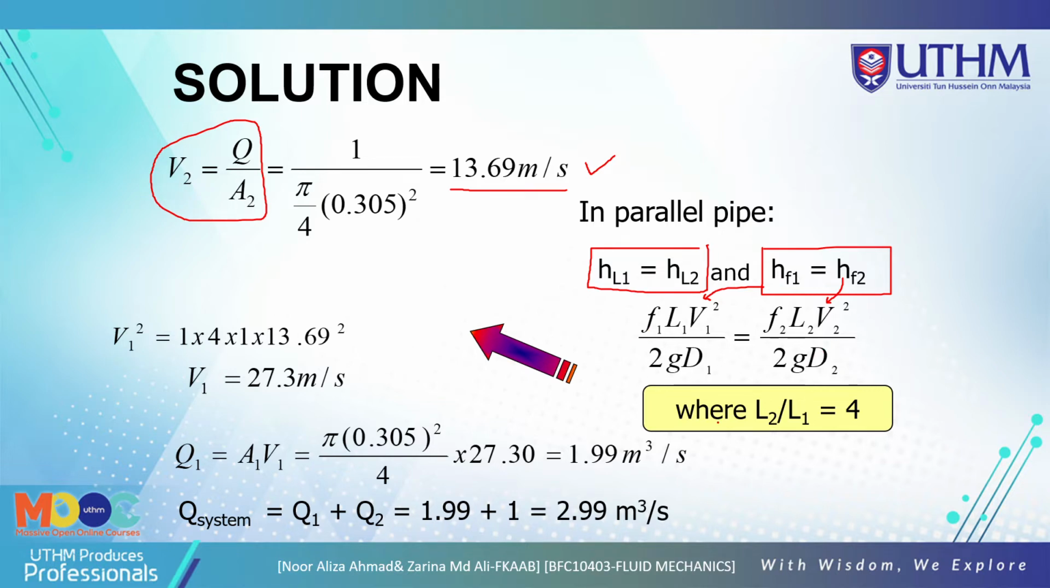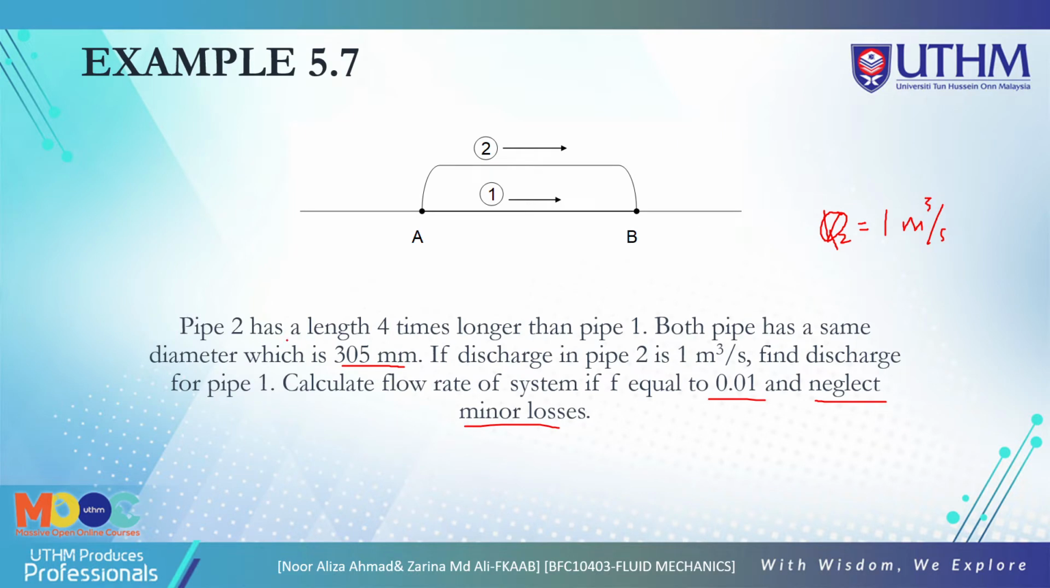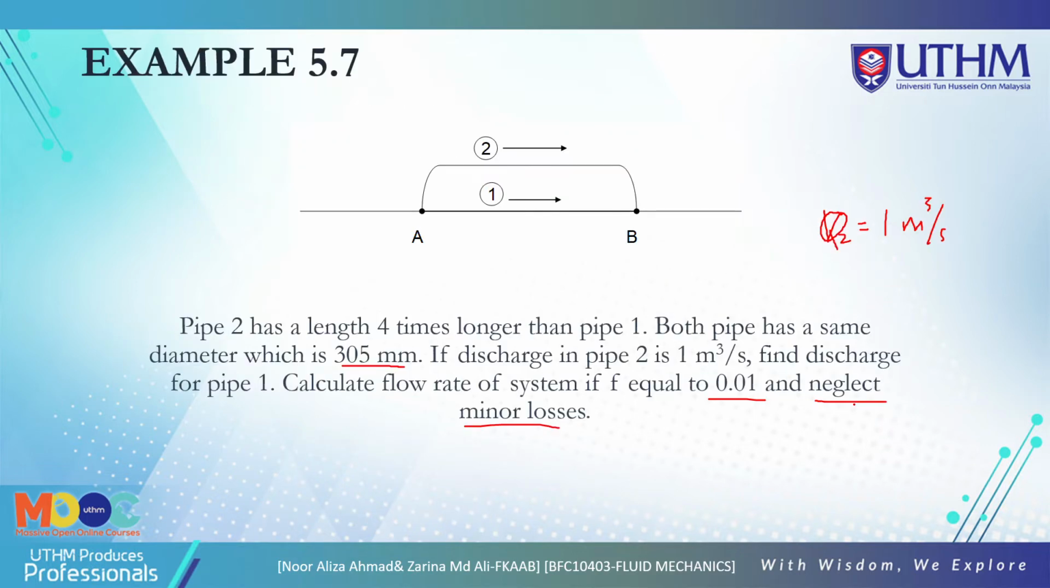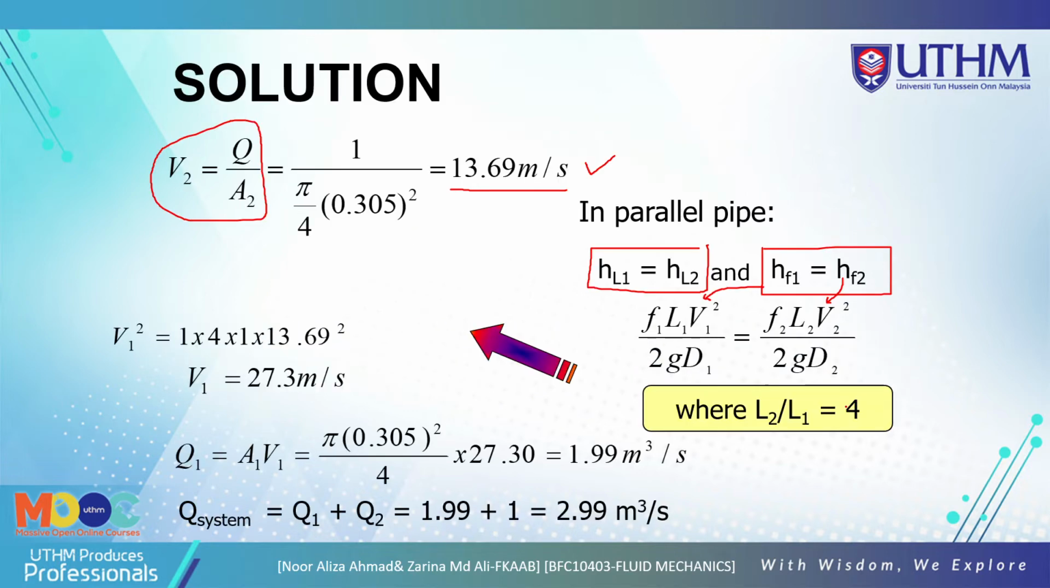Okay, so we know that they give you here that pipe 2 is 4 times longer than pipe 1. So L2 over L1 is 4. Actually L2 is equal to 4 L1, so we get L2 over L1 is equal to 4. That's why you get this formula, and you get this value.